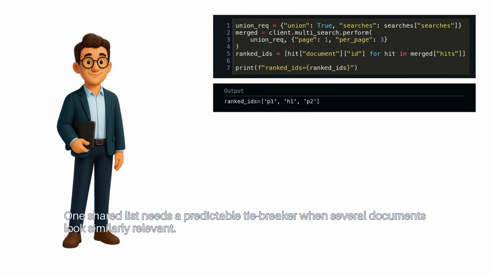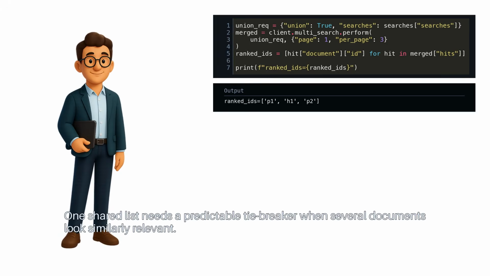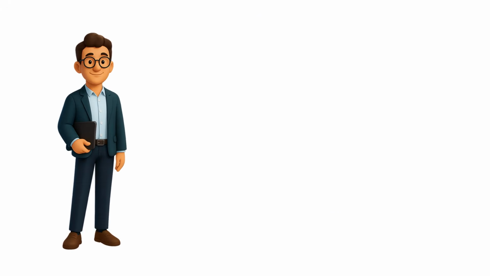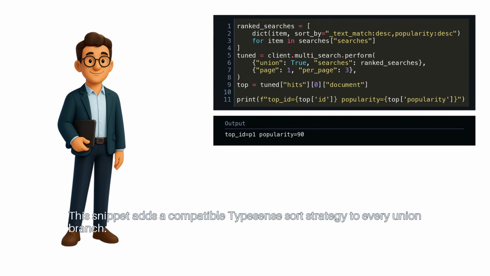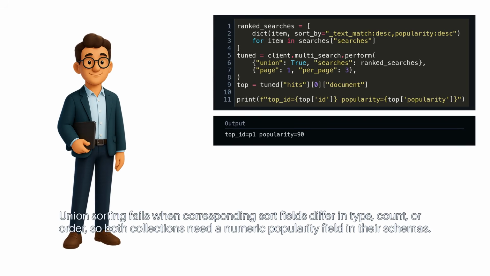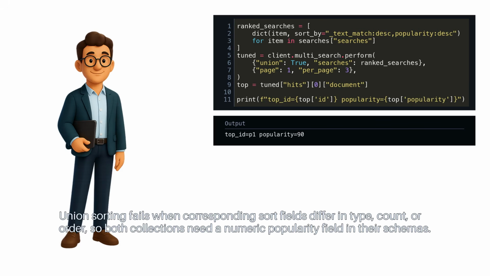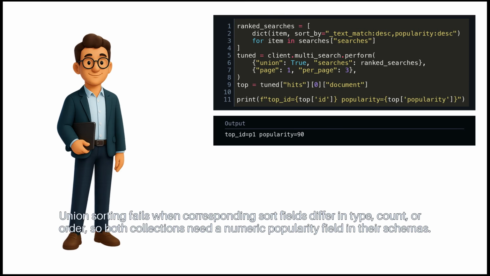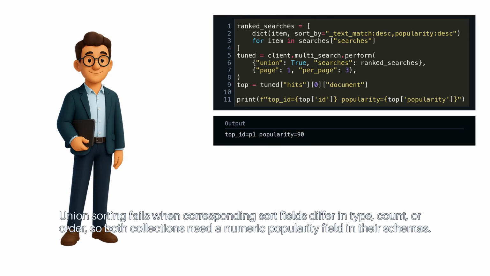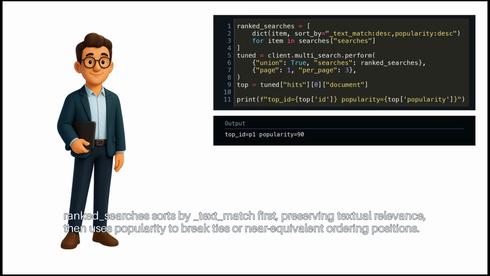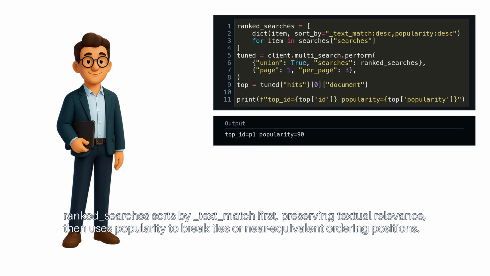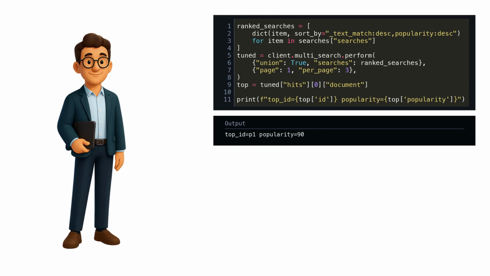One shared list needs a predictable tiebreaker when several documents look similarly relevant. This snippet adds a compatible Typesense sort strategy to every union branch. Union sorting fails when corresponding sort fields differ in type, count, or order, so both collections need a numeric popularity field in their schemas. Ranked searches sort by text match first, preserving textual relevance, then use popularity to break ties or near-equivalent ordering positions.